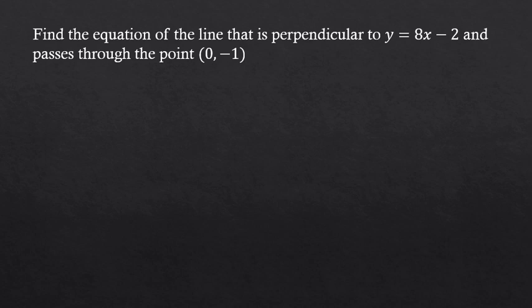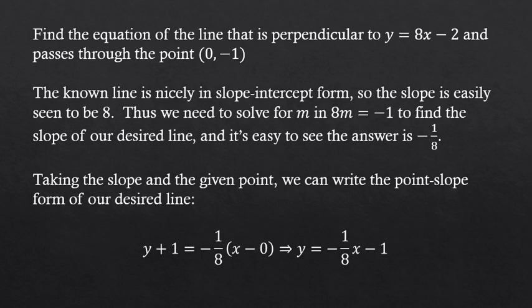All right, so let's see if you came up with the correct answer. The line that we know is nicely in slope-intercept form, so we can easily identify the slope there as 8. So we need the slope that when you multiply it by 8, you get a negative 1. Really easy to find out that the slope we are looking for is a negative 1/8.